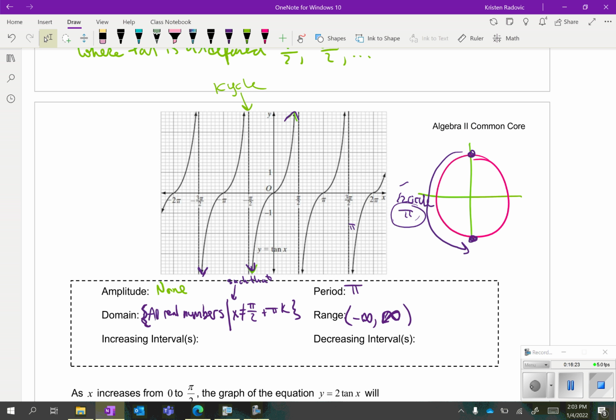When we're talking about increasing and decreasing values, we're talking about if you're increasing or decreasing when you're reading from left to right. So as you head to the right, this graph, even though there's a down arrow, is heading upwards. This entire cycle is increasing even though there's a down arrow because it's increasing as you head to the right. So your first increasing interval is going to be the one in the center. That is from negative pi over 2 to positive pi over 2.